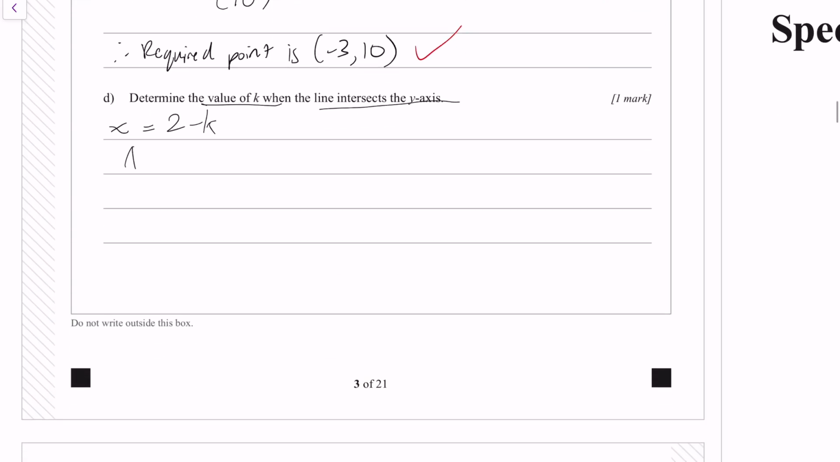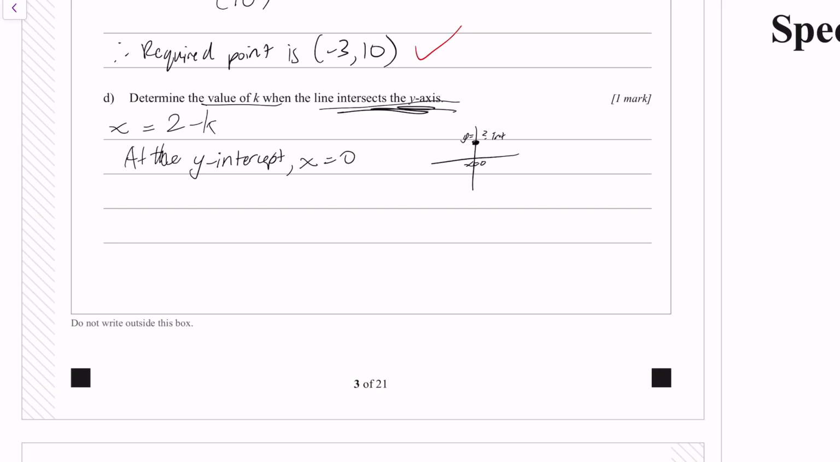But basically, at the y-intercept, okay, when it intersects the y-axis, that's the y-intercept, x is equal to 0, okay, because we know at a point, for example, if this was the y-intercept, then x is equal to 0 and y is equal to some value, which is the intercept, okay?